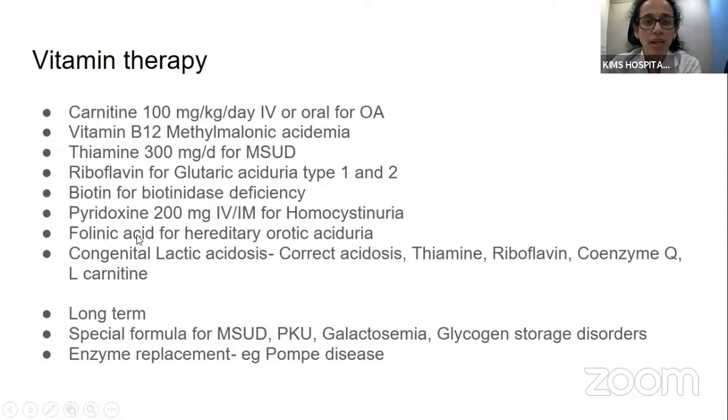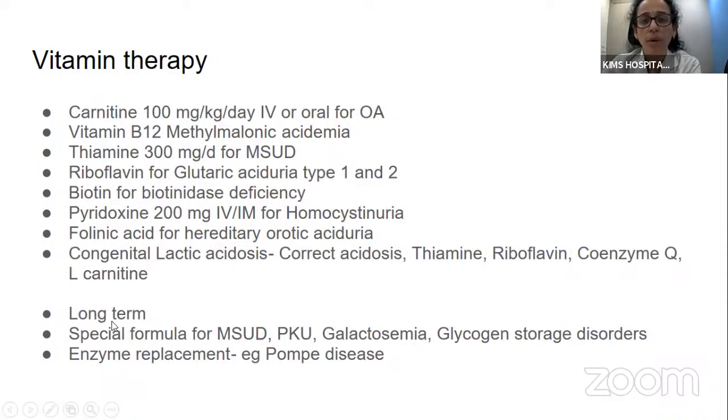So generally we start the metabolic cocktail whenever we suspect a baby to have IEM, which will cover all these vitamins, and based on the report, we can continue whichever is needed and stop the rest of the medicines. Folinic acid for hereditary orotic aciduria, and if it is a case of congenital lactic acidosis, we should correct the acidosis first and then supplement with the vitamins: thiamine, riboflavin, coenzyme Q, and L-carnitine also should be given.